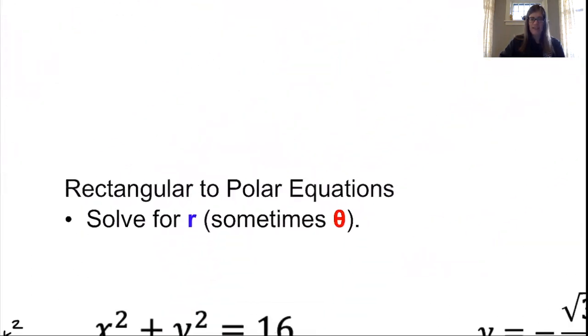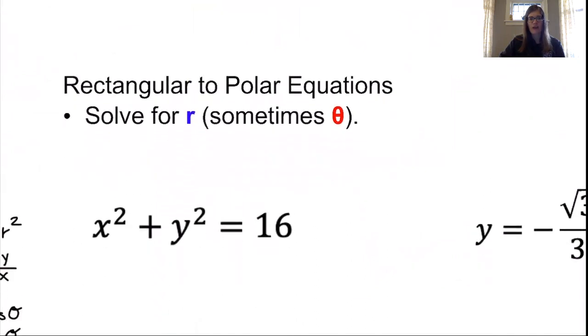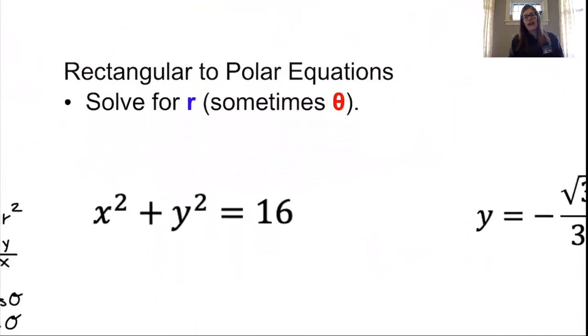Okay, let's do some examples now where we're going to switch from rectangular, so things that have X and Y in them, to polar. And similarly, most of the time you're going to solve for R, but sometimes you won't have an R, so then you solve for theta. Okay, that's kind of the rule. So like most of the time we solve for Y, sometimes we don't have a Y, so we solve for X, or sometimes we have an X squared and a Y squared, so we get those things on the same side.